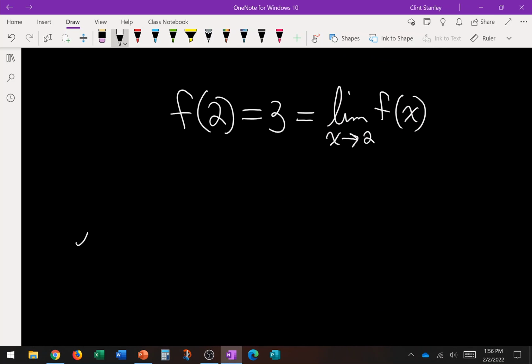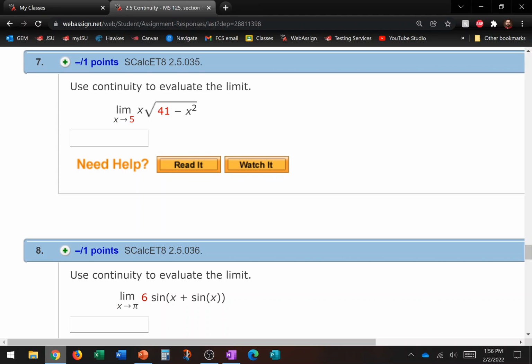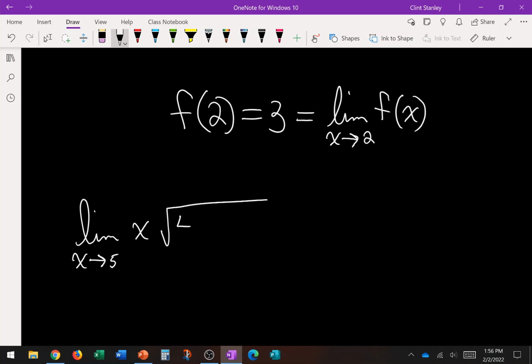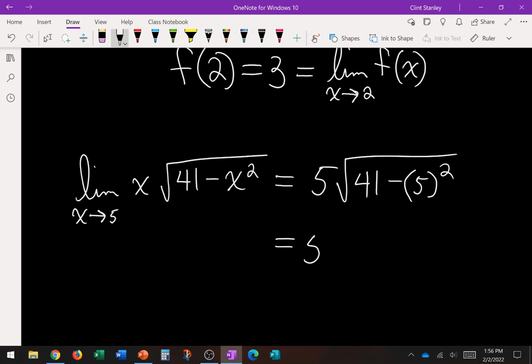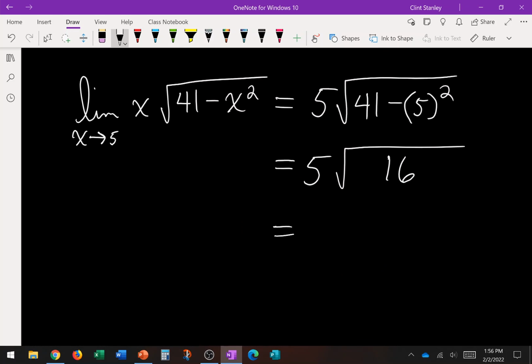So let's see on mine, what would we get? We can just do direct substitution because every piece is continuous, so the whole thing has to be continuous. 41 minus 25 is 16, the square root is 4, and 5 times 4, we should get 20. That's all.